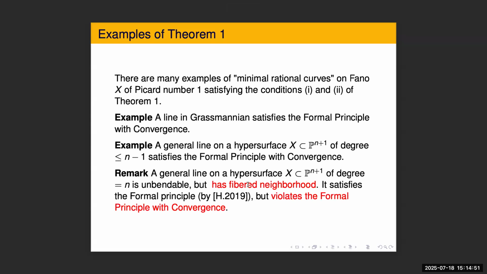And as a remark, a general line on a hypersurface of degree exactly n is of course unbendable, but it has a fibered neighborhood because it has trivial normal bundle. So there's a fibration. In this case, it satisfies the formal principle, but it violates the formal principle with convergence. So there are many examples to which you can apply this theory.